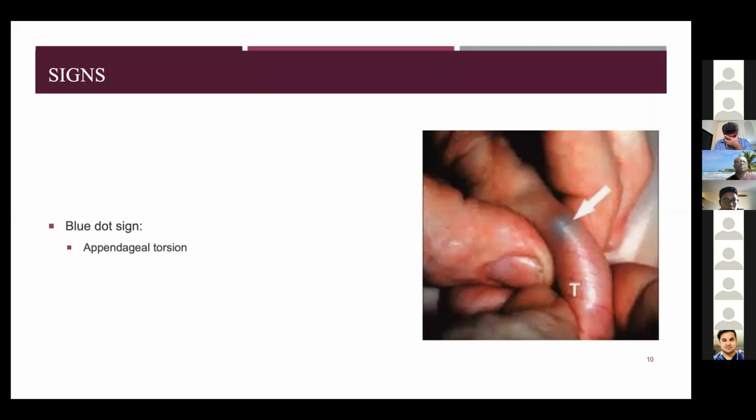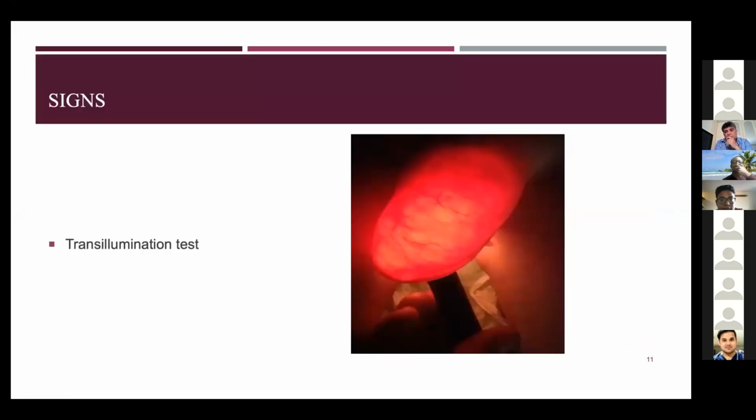So the blue dot sign, this was part of the quiz as well. It is the bluish discoloration of the overlying skin of the scrotum, mainly typical in appendageal torsion. It is seen on the transillumination test, which is shining a light through the scrotum, causing the whole of the scrotum to illuminate.